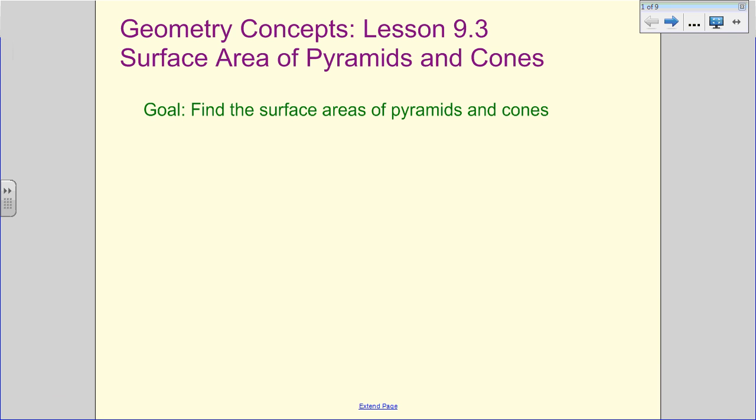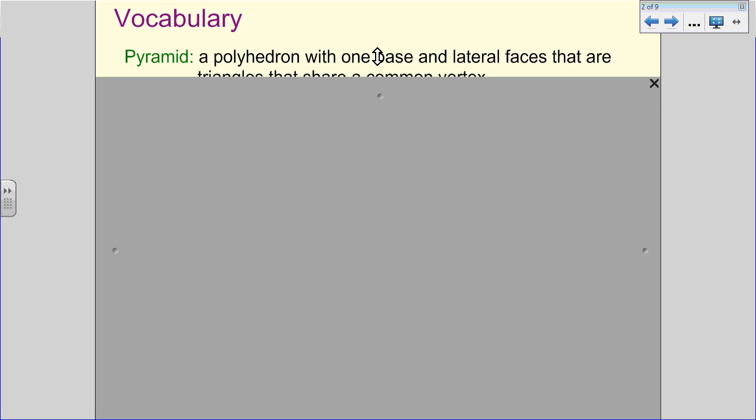Right, ladies and gentlemen, we're going to go back a little bit in the chapter to lesson 9.3 and take a look at surface area again, this time of pyramids and cones. So our goal is to find the surface areas of pyramids and cones. Now these are the two solids that only have one base. So we'll find that when we look at the definition of each of these.